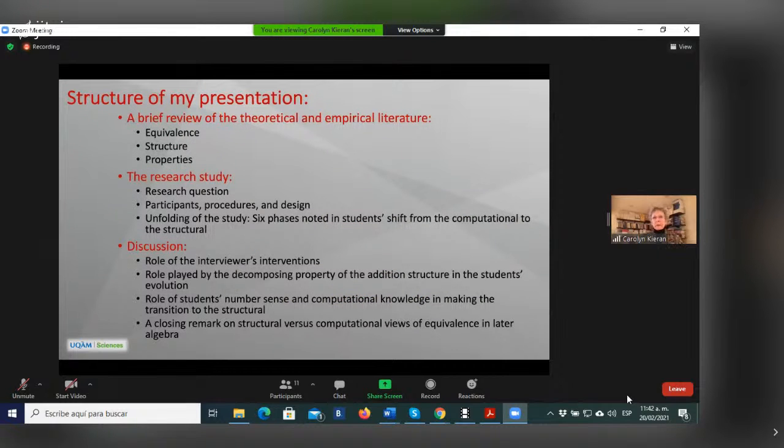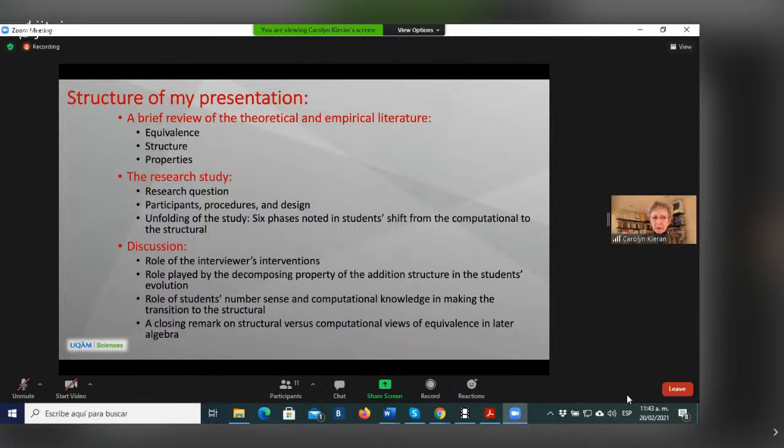So the structure of my presentation is as follows. First, there will be a brief review of the theoretical and empirical literature on equivalence, on structure, and on properties. The second part will deal with the research study itself, starting with the research question, going through the participants, procedures and design, and then into the unfolding of the study, where 6 phases were noted in the students' shift from the computational to the structural.